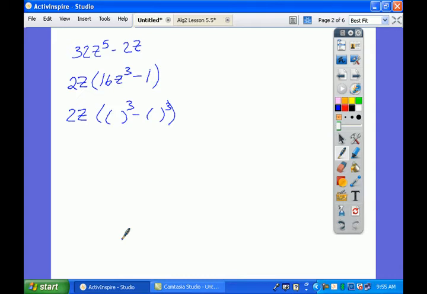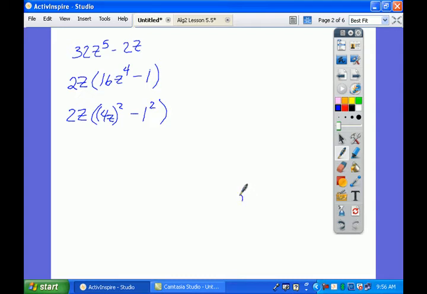Would that be 16z to the 4th? I apologize. You're absolutely right. It should be 16z to the 4th. So scratch that. This is not a difference of cubes. This is a difference of things being squared. Namely, this is 4z squared minus 1 squared.